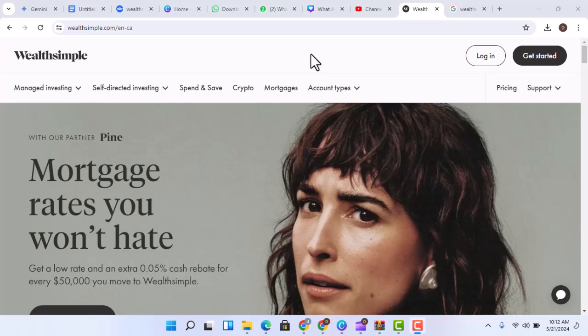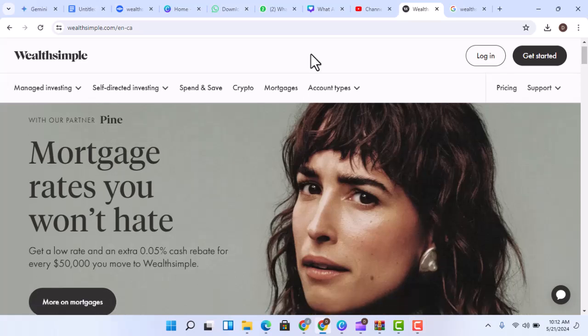Wealthsimple has made a name for itself as the simple, commission-free platform for Canadian investors. But what if you've moved past the basics? Can Wealthsimple actually support an advanced trader? That's what we're diving into today.